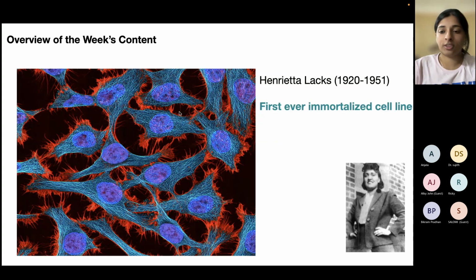Now, the very first immortalized cell line, I'm sure that anybody in biological research would have heard of, is known as HeLa. HeLa cells are a cervical cancer cell line. It was first isolated from this person known as Henrietta Lacks, and it was named after her. He for the first two letters of her first name, and La for the first two letters of her last name.